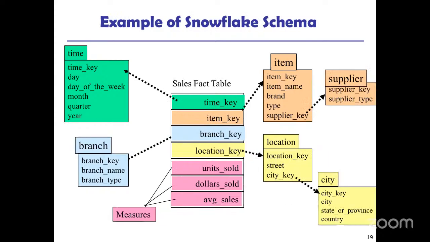Okay, this is the snowflake schema. Snowflake means this is also connected to another one. The city is connected to location; city is a sub part of location, and supplier is a sub part of item, right? This is the idea of the snowflake schema, how the data is distributed.